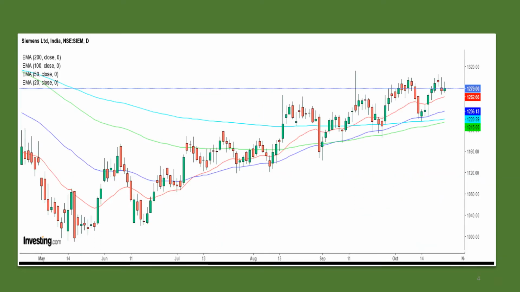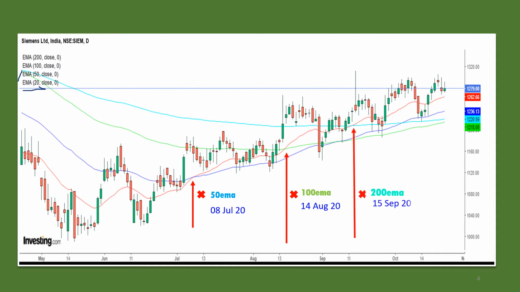As a part of our study, we should observe that when a lower EMA crosses a higher EMA, that is a price movement upwards. As we will see here now, on 8th July, 20 EMA is crossing 50 EMA. Again, on 14th August, it is crossing 100 EMA. Continuing to 15th September, it has crossed even 200 EMA, confirming the upward trend.